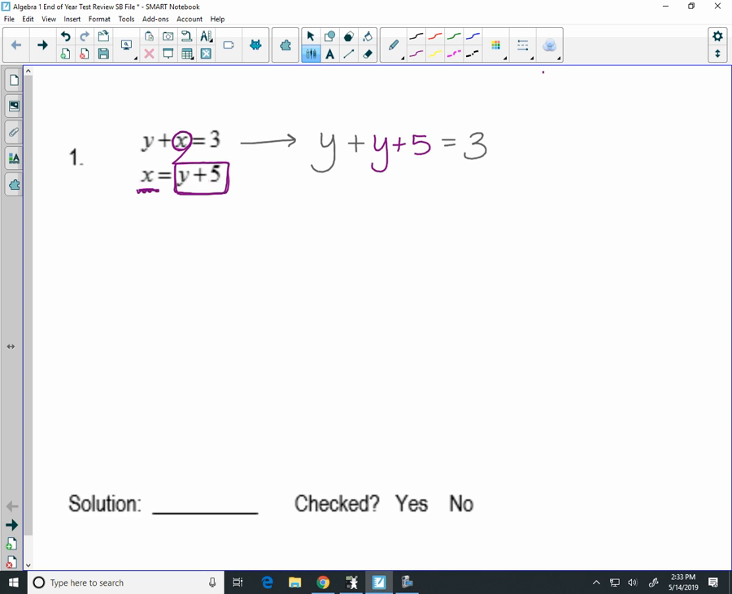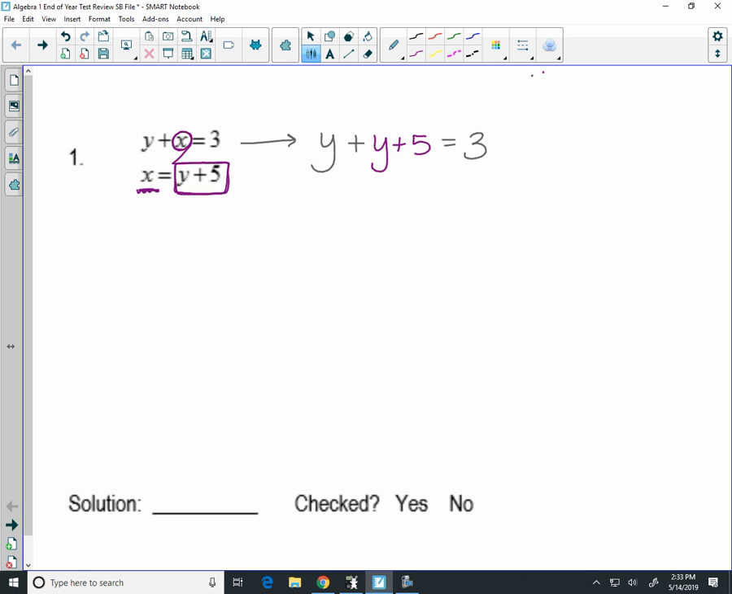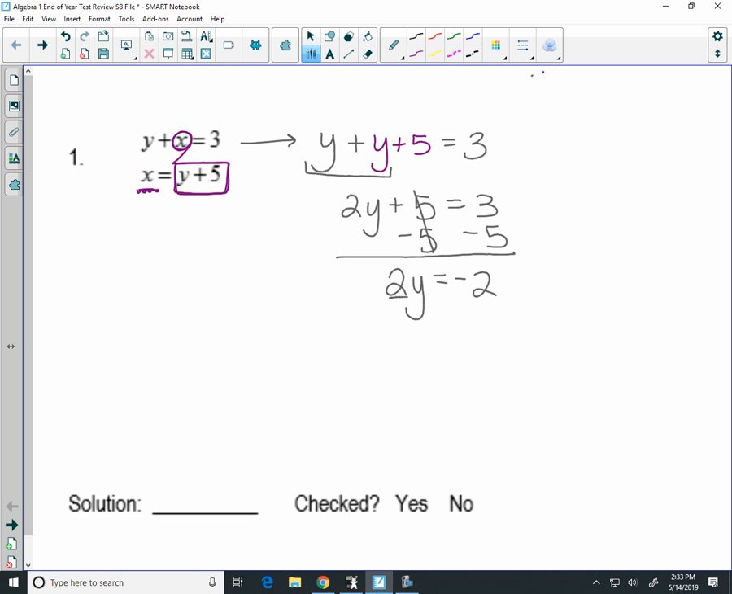Something to double check before you keep going, just make sure you have all the same kind of variable at this point. So I have y's, all my x's are gone, now I can solve for y. I have y plus y, that's 2 y's. I'm going to clear my 5. Three minus 5 is negative 2. I'm going to divide by 2. And I have y equals negative 1.